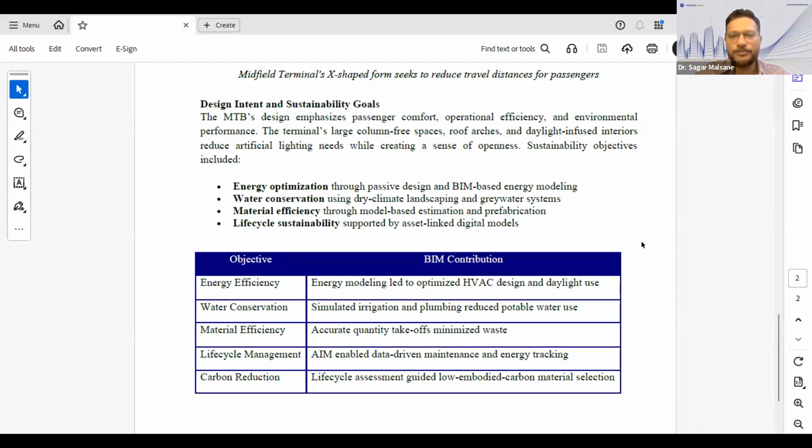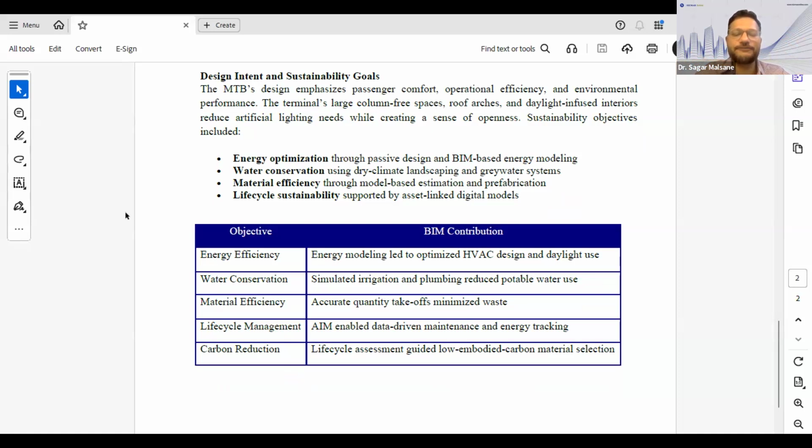Just like a general project, it should be delivered in a very efficient manner, but at the same time, the project should also fulfill the sustainability-related goals. You can see that energy efficiency was achieved through energy modeling. This was part of BIM phase one, where along with the 3D modeling of architectural, structural and MEP, energy modeling can also take place. One example of that is optimizing HVAC design and daylight use. So you can use BIM concepts at the design stage to achieve such energy efficiency.